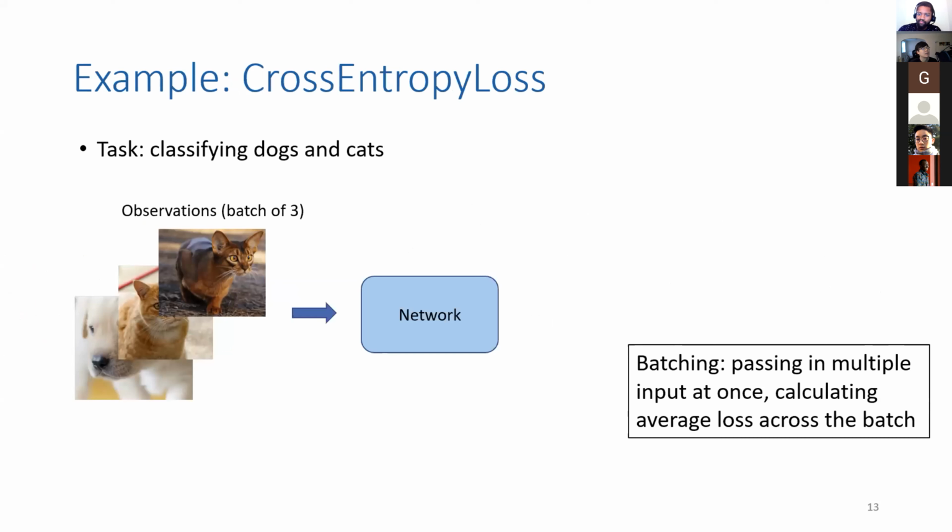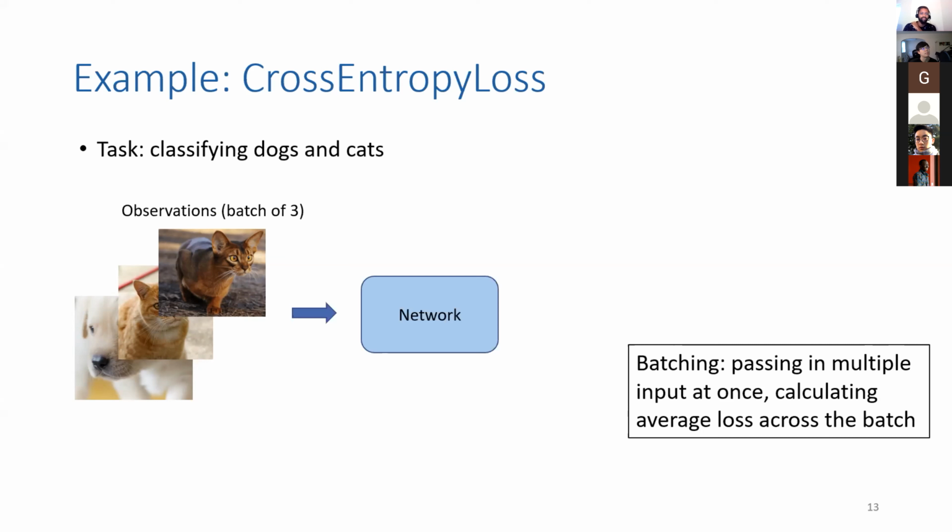So what I wanted to do is cover an example of cross-entropy loss specifically. This isn't going to be hyper detailed, since the write-up will cover that, but it's more of a conceptual understanding of how it works, with visuals to go along with it. So the task here would be classifying dogs and cats.